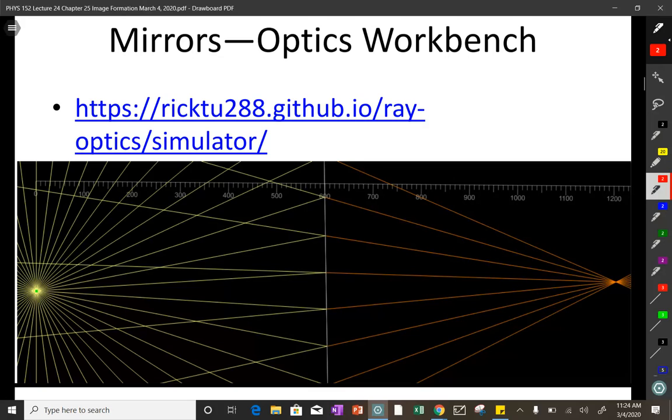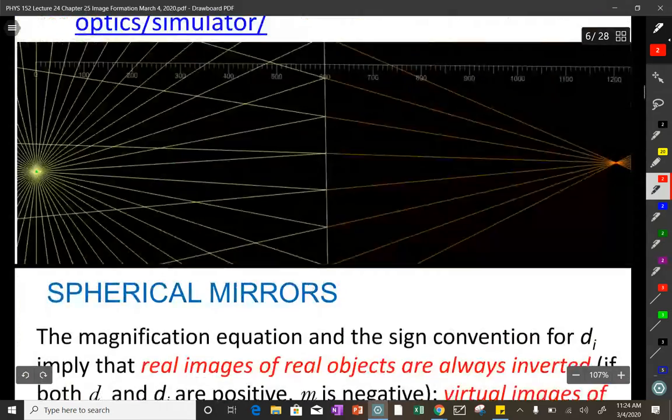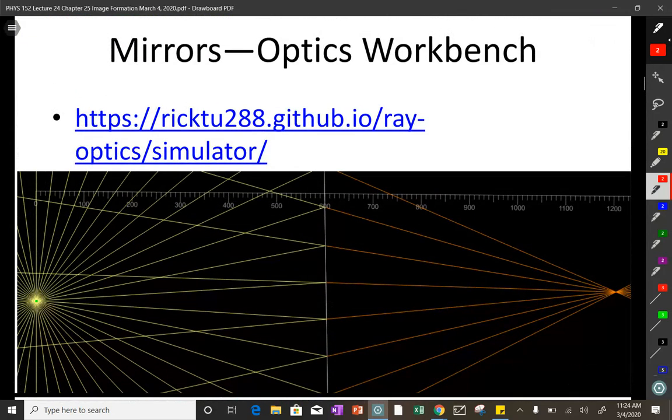I do have a slide here that reminds us what n is, but n is the index of refraction. N is the speed of light divided by the speed in whatever that medium is. So the speed in the medium is equal to the speed of light divided by N, which is roughly 2 times 10 to the 8 meters per second.